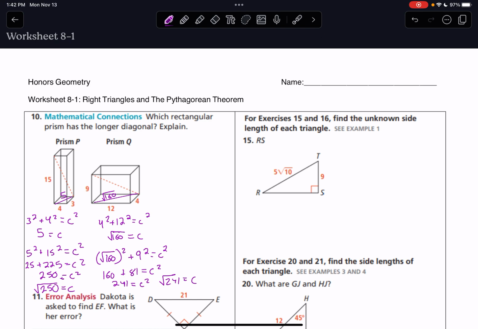So the longer diagonal belongs to prism P with the square root of 250. So prism P has the longer diagonal.